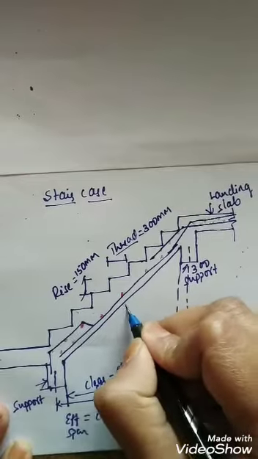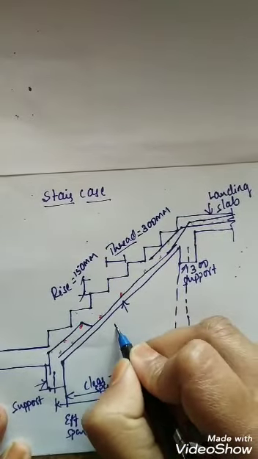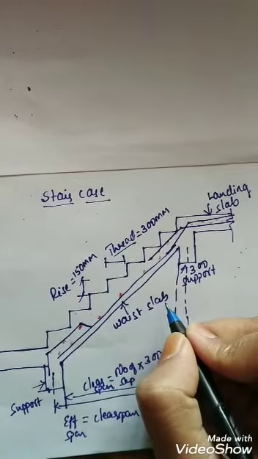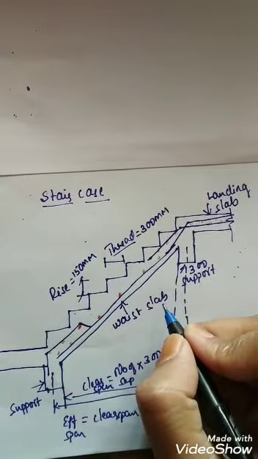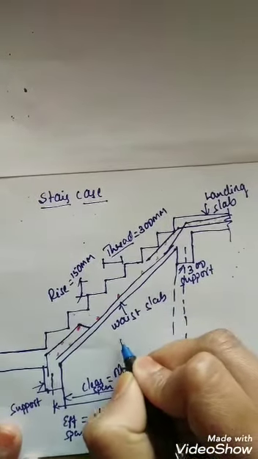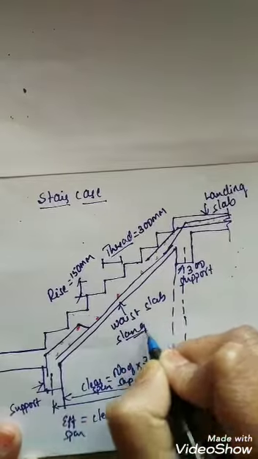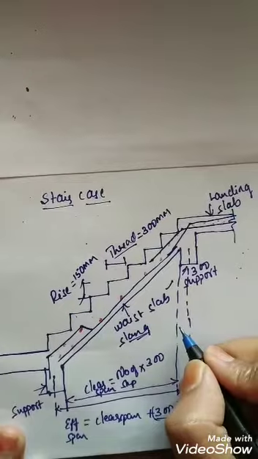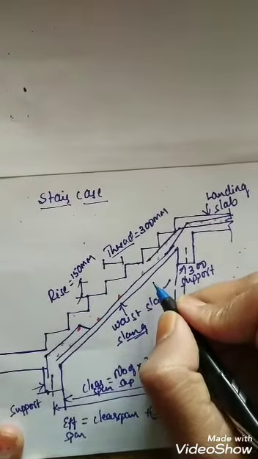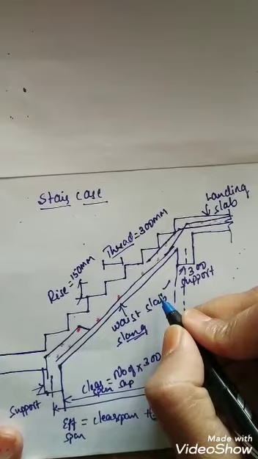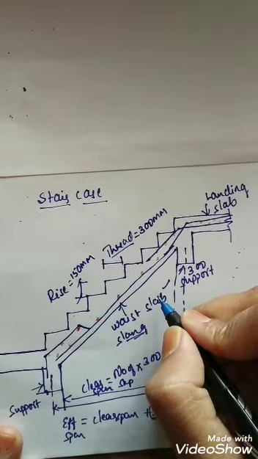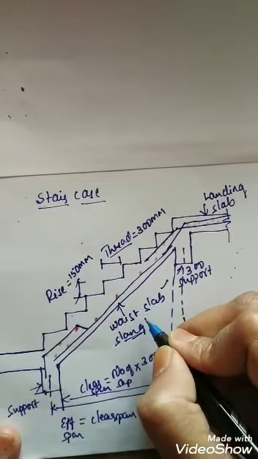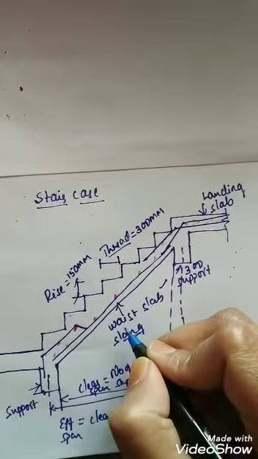And we have another important component of this staircase, that is the waist slab. Waist slab is not a technical term, it is a slang. Generally we use this word waist slab. It refers to the slab of the stairs that is slanting from the floor slab to the landing slab. This can be imagined just like a ramp, and it does not include the steps. Steps are different and the waist slab is different.